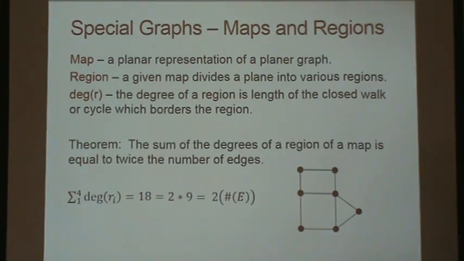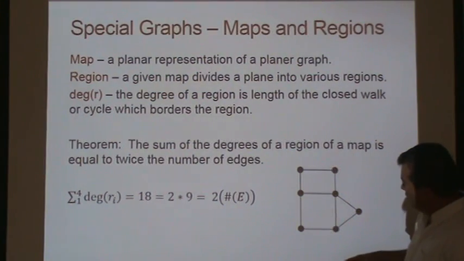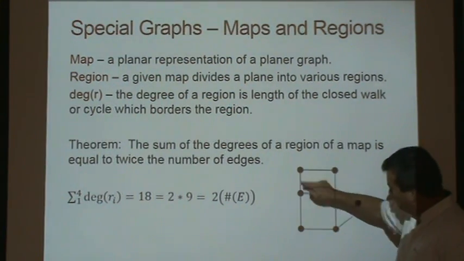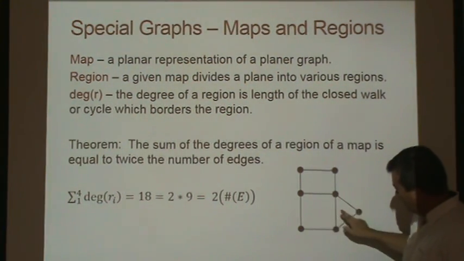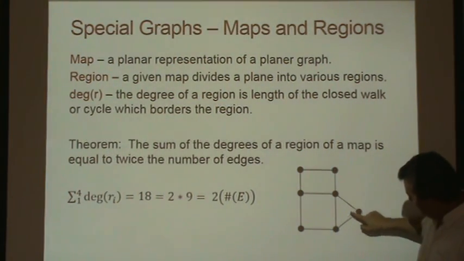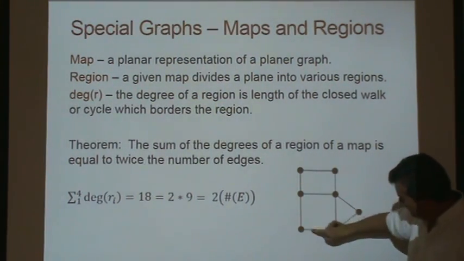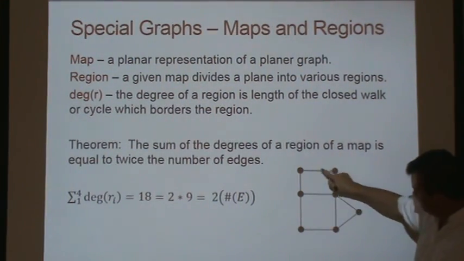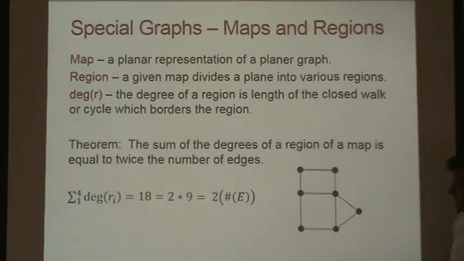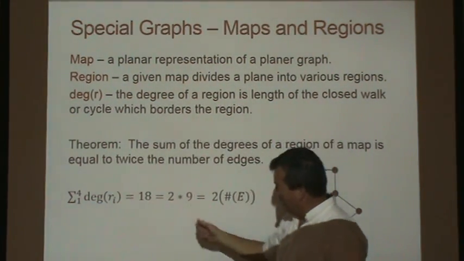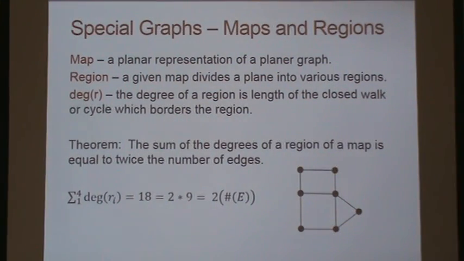And the sum of the degrees of all the regions: if you say how many edges are on each one, this region has 1, 2, 3, 4, this region has 1, 2, 3, 4, this region has 1, 2, 3, and the outer region has 1, 2, 3, 4, 5, 6, 7. So if you add those all up, you would get a total of 18, which is equal to 2 times the number of edges.